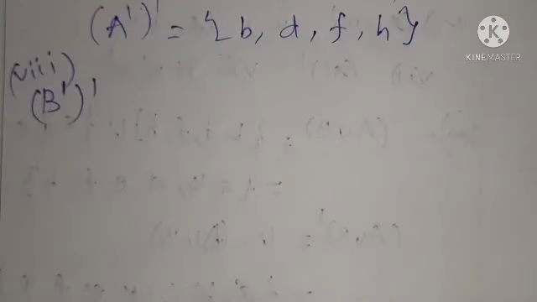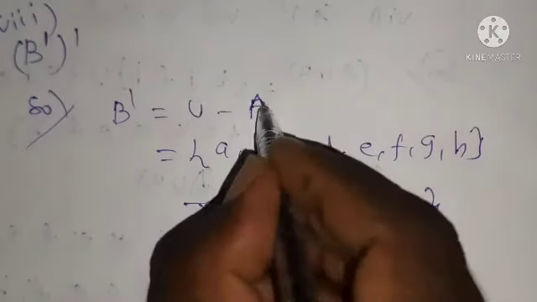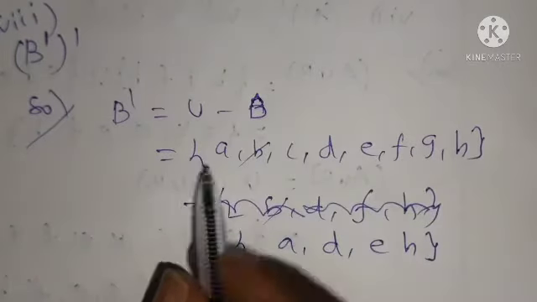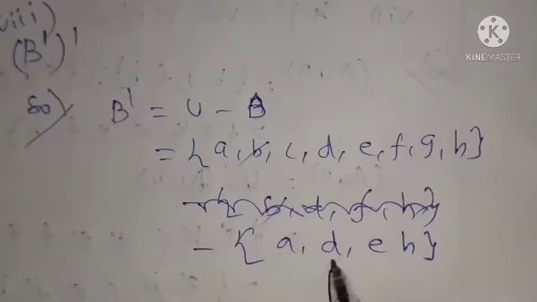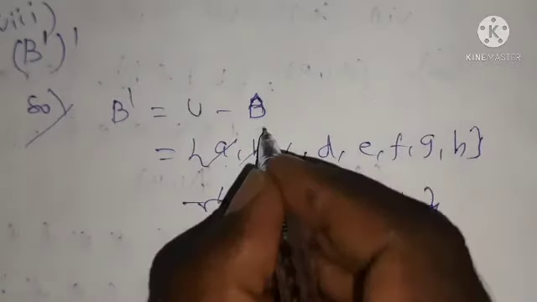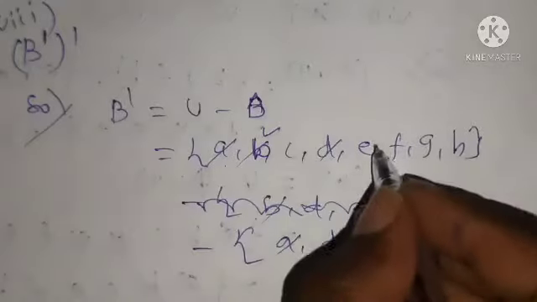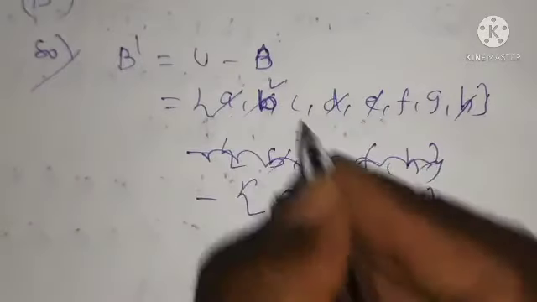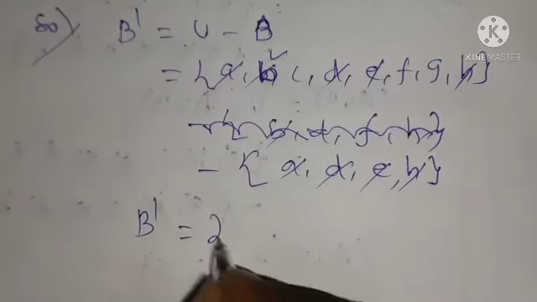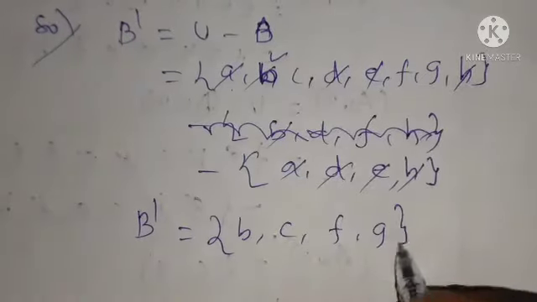Next sum, (B dash) whole dash. Solution: B dash equal to the universal set minus B. Write the elements of the universal set A, B, C, D, E, F, G, H. Set B: A, D, E, H. Strike out the common elements. A is common to both the sets. Then D is common. B is not. E is common, strike out. Then H is common, strike out. Remaining elements: B dash equal to B, C, F, G.